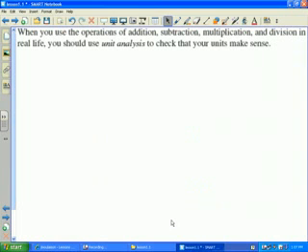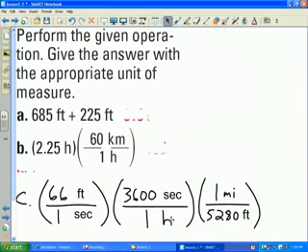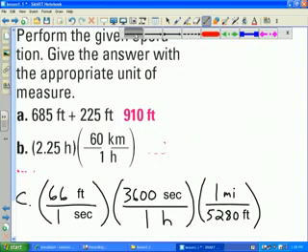Finally, you can use unit analysis. This is a science application. Frequently applies to word problems. You can check to see that you've set up your problem correctly by using unit analysis to make sure that when you multiply or divide, in your final answer the units make sense to the problem that you're solving. So for example, in part A, if I'm adding two values and they're both in the same units, the final answer is in the same units. So 685 plus 225, 910, and the units are in feet.